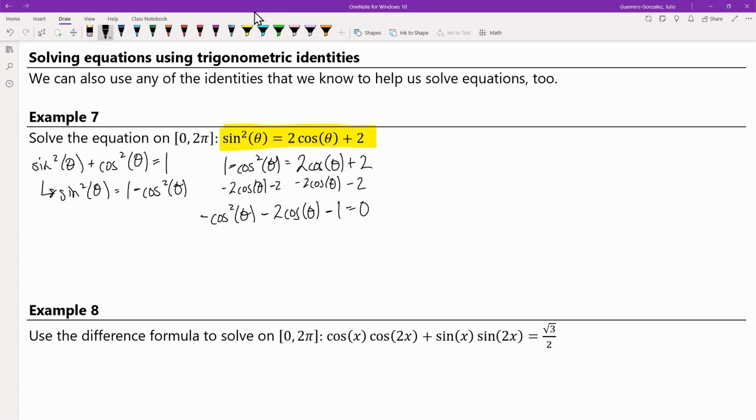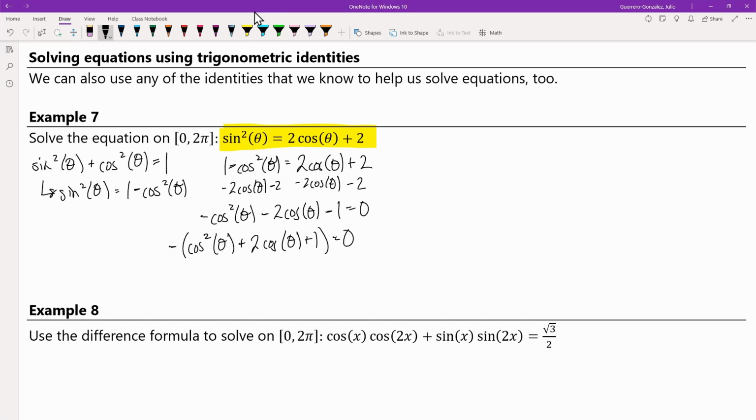Okay, hopefully I haven't lost anybody yet. What I can do here now, notice that everything has a negative in front of it, so I can pull out the minus 1, and I get left with this: cosine squared theta plus 2 cosine theta plus 1 is equal to 0. This doesn't look like it's made any progress, right?